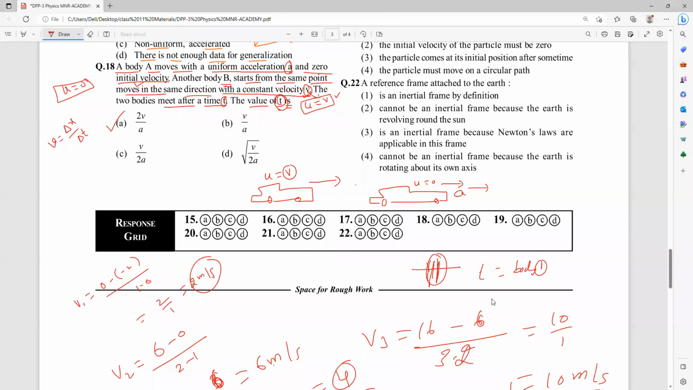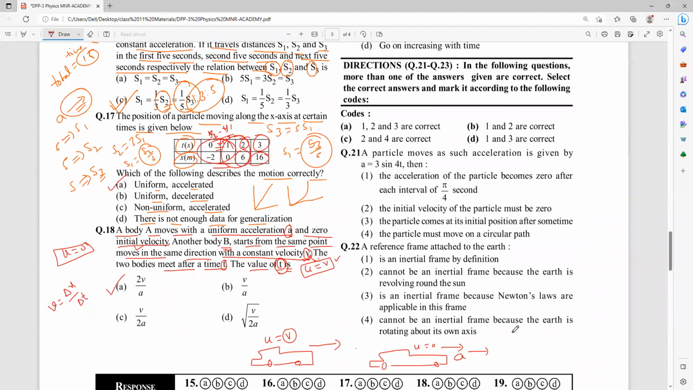Is it okay, everybody? Do you all understand? That is what it is. Question number 22 is not related to this chapter.